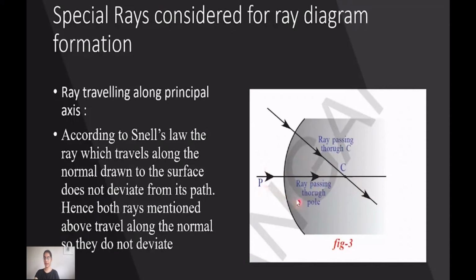This is the principal axis, also the normal, this is also the normal, and any ray that will pass through the center of curvature will act as a normal, and hence it will go undeviated. This is important. These are the first two special rays that we are considering for our ray diagram formation.